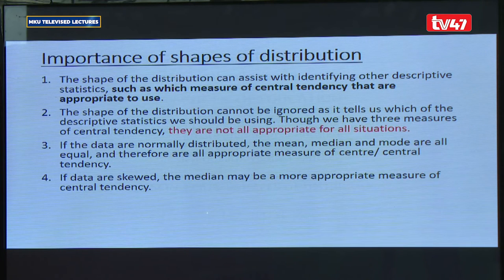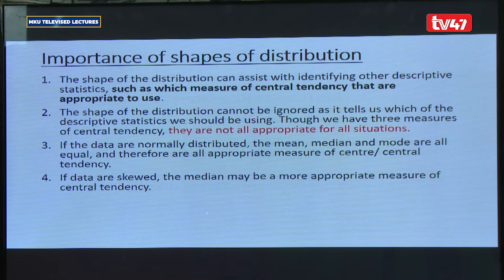So what is the importance of looking at the shapes of distribution? One, the shapes of distribution can assist in identifying the descriptive statistics. As we had discussed earlier, we talked about the measures of frequency, the measures of central tendency, and the appropriateness in research. By looking at the shapes of data, we can select which descriptive statistics will be appropriate to be used.